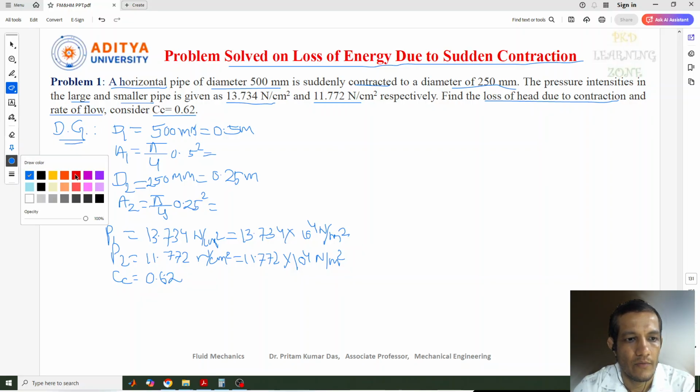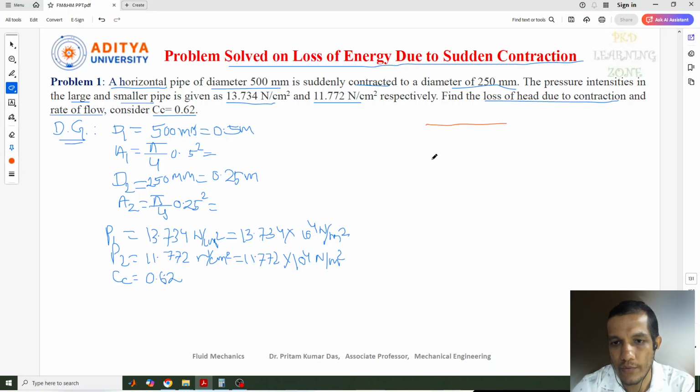Now for this concept, let's draw the diagram. Suppose this is the pipe with a diameter of 500 millimeter, and suddenly it is compressed, or contracted, to 250 millimeter, and the liquid is flowing through this. This is the direction of flow. This is the larger diameter, D1, and this is the smaller diameter, D2.